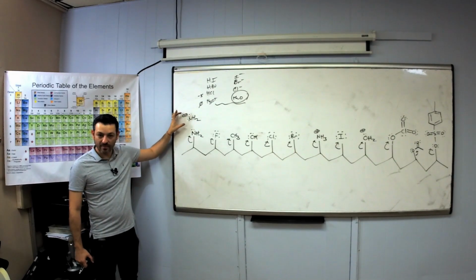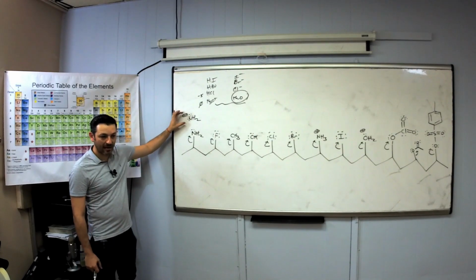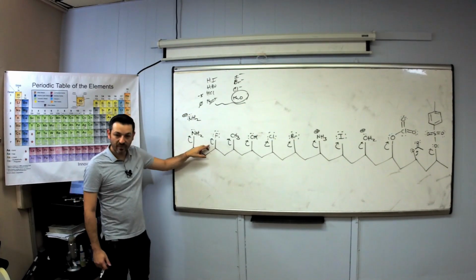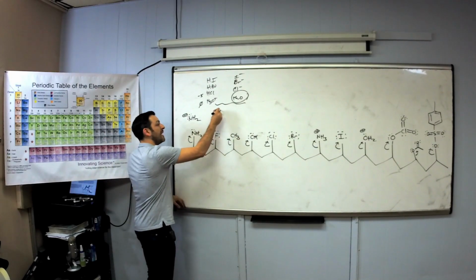This is Avogadro's number of marshmallows. This is the world of marshmallows falling on your head. That's not leaving at all. No chance. How about this? Is there any chance that this leaves? When that leaves as F minus.